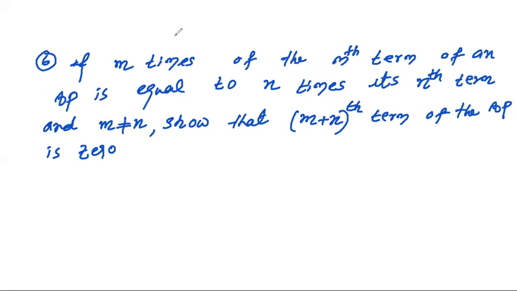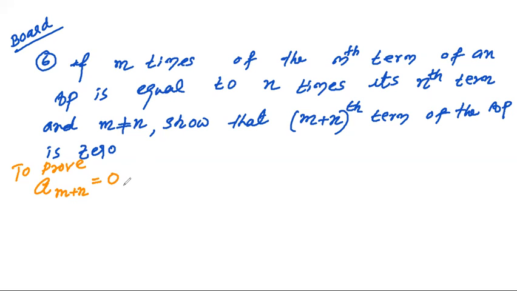Now the sixth question: if m times the mth term of an AP is equal to n times its nth term, m not equal to n, show that the (m plus n)th term of the AP is 0. This is a board question. We need to find the (m plus n)th term. The nth term is denoted by a_n, so the (m plus n)th term is a_(m+n). We need to prove that a_(m+n) is equal to 0.